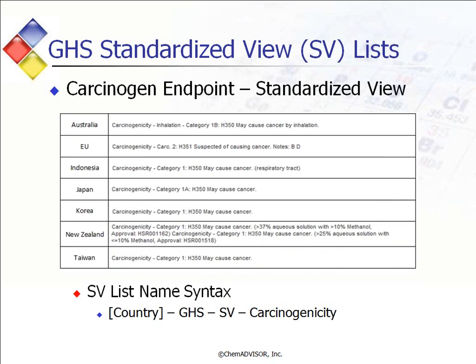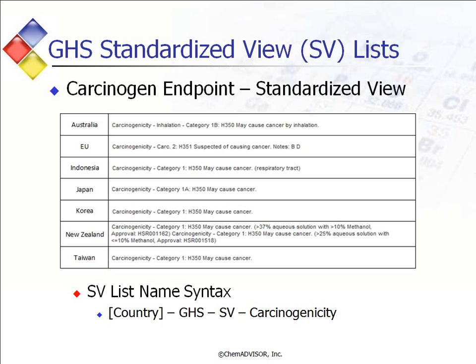Looking at the standardized view, we have now taken that information from those different source lists and streamlined the way that we present this information. So every single country now has a carcinogenicity list only, as well as every other class that is included in the country-specific classification. So we present the class, if published, the route of exposure, the category, the hazard code, and then the hazard statement.